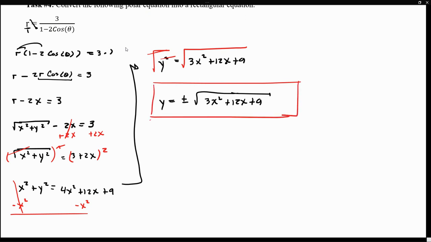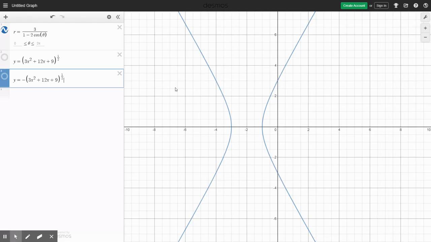So now we know that the original equation, r equals 3 over 1 minus 2 cosine theta, is equivalent to just graphing this equation right here. Now let's see if our conclusions were true. Let's graph the function r equals 3 over 1 minus 2 cosine of theta, and let's see if it matches the same curvature as our result. So here we have our function that was given to us. Here it seems to be a hyperbola that is opening left and right.